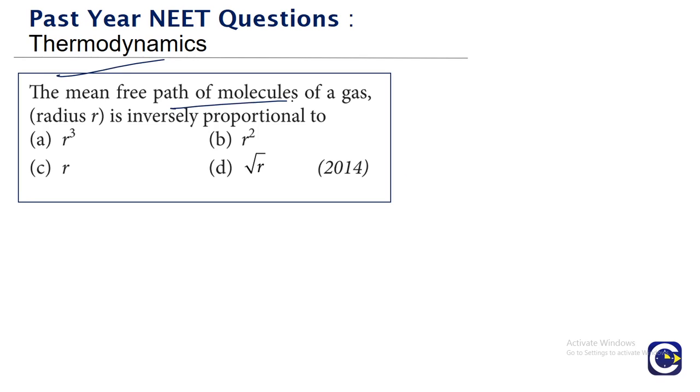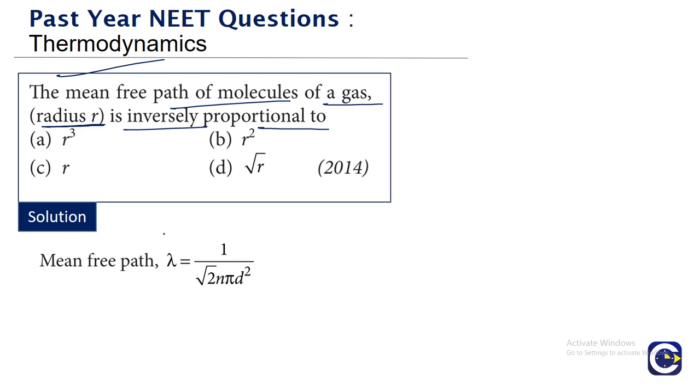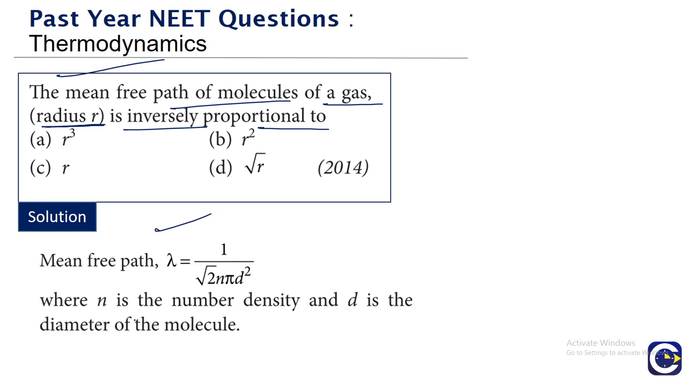The mean free path of molecules of a gas having a radius r is inversely proportional to, means we have to tell whether it is inversely proportional to r cube, r square, r, or root r. So if you look at the mean free path, lambda will be equal to 1 by root 2 n pi d square. Here n represents the number density of the molecules, means the number of molecules in a given unit volume. D represents the diameter of the molecule.